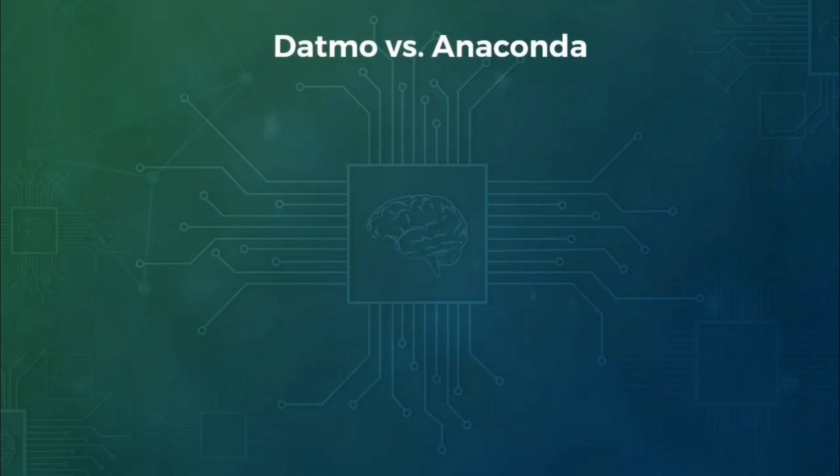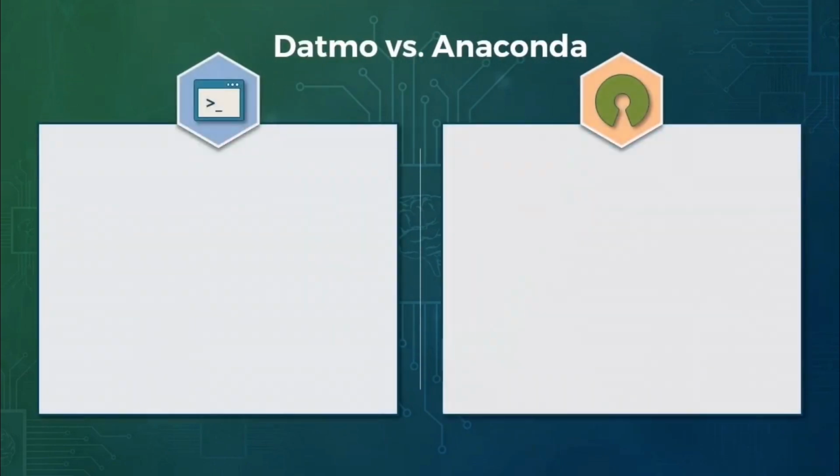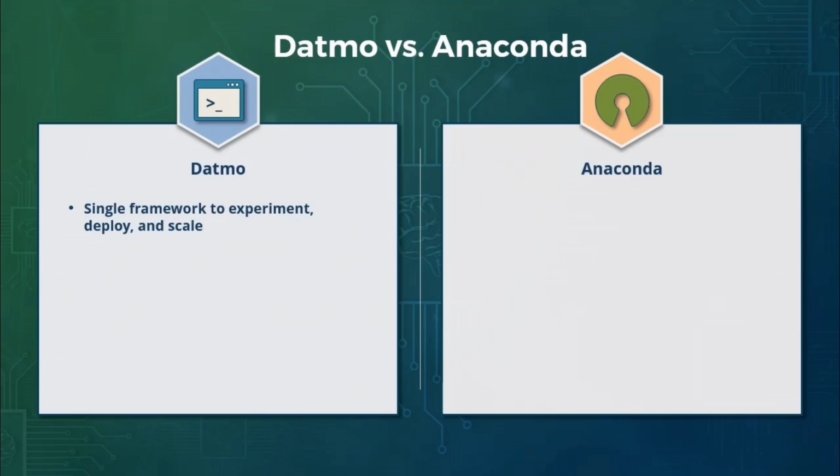Anaconda is, however, not the only distribution available. Datmo is a similar distribution, and this is how its features compare with those of Anaconda. Datmo enables research, deployment, and even scaling, whereas Anaconda is restricted to the research and development stage. This means that even though solutions can be built on Anaconda, deploying them to the end user will require the use of other platforms, whereas with Datmo, it is an all-in-one platform.